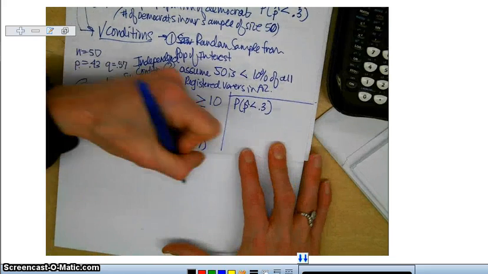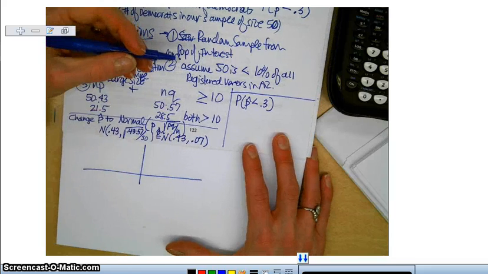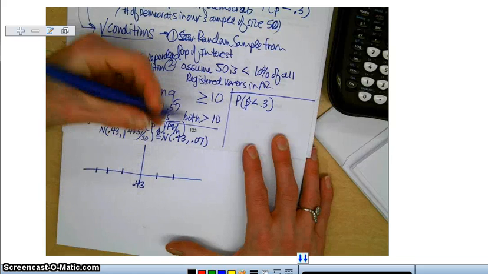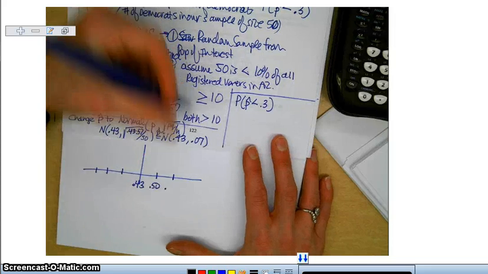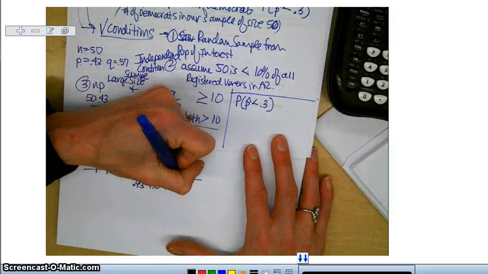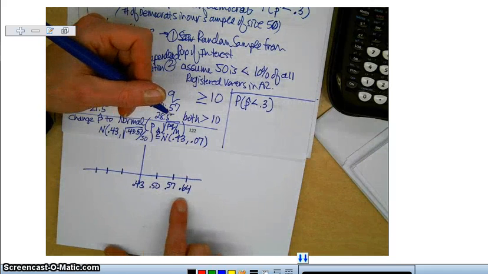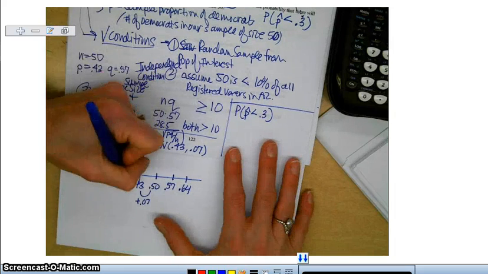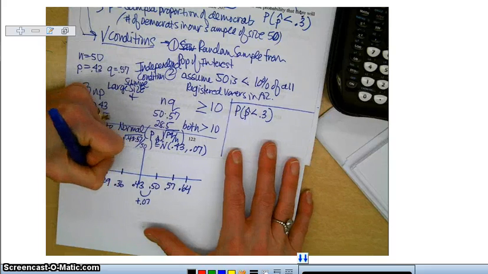Now we can draw our normal model. What goes in the middle? 0.43, and up one standard deviation puts us at 0.50, and then 0.57. How am I getting from here to here? What am I doing? Magic? You're adding the standard deviation. That's what you're doing. So what's down here? 0.36, then 0.29, and then 0.22.